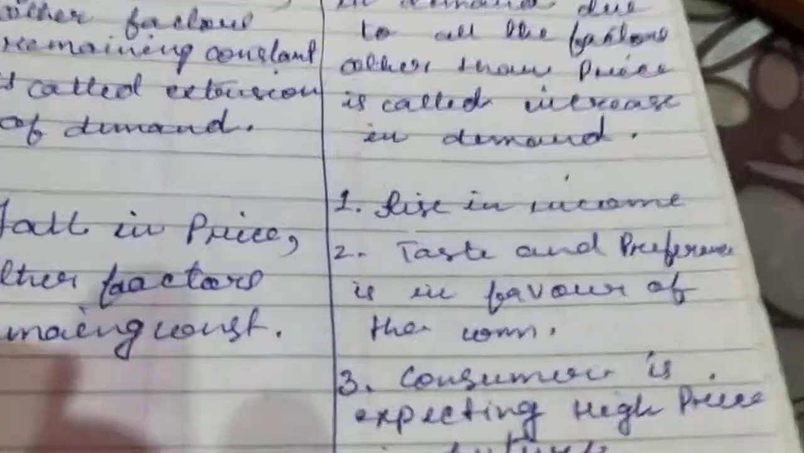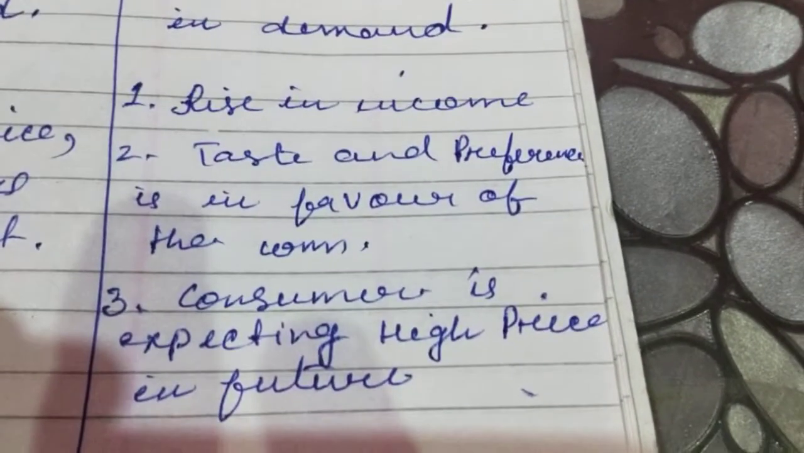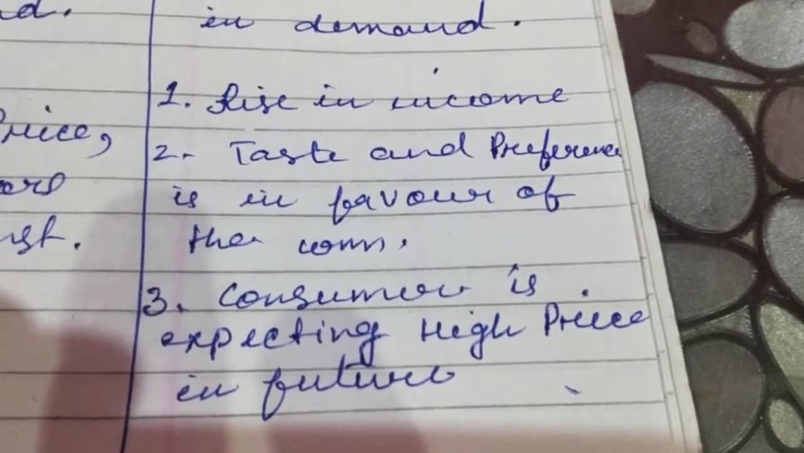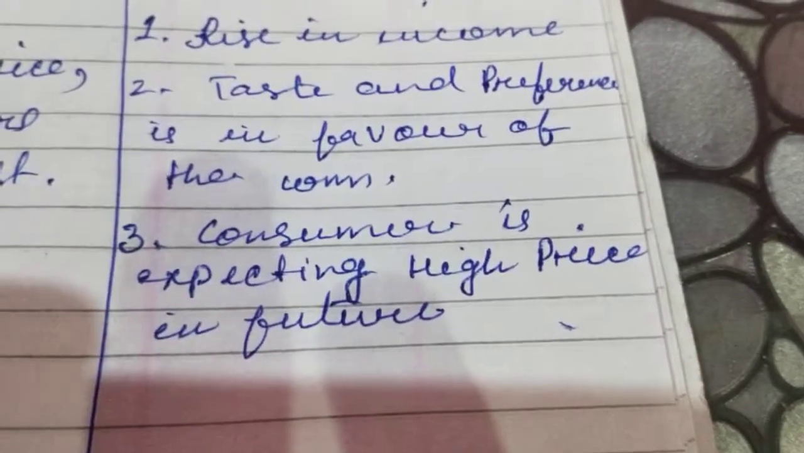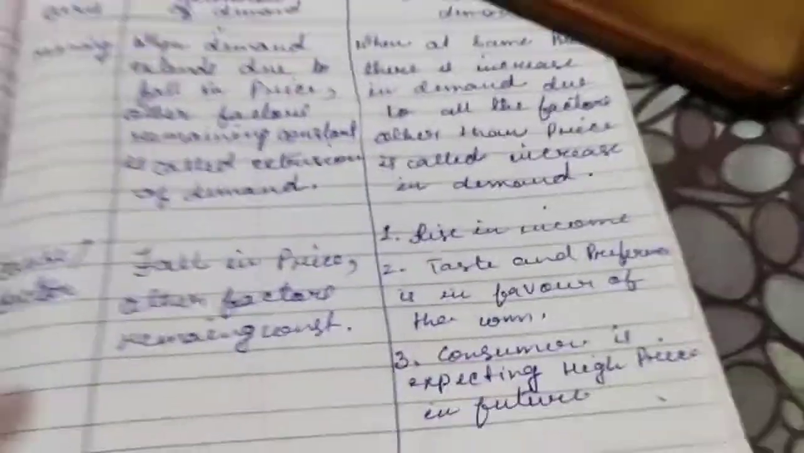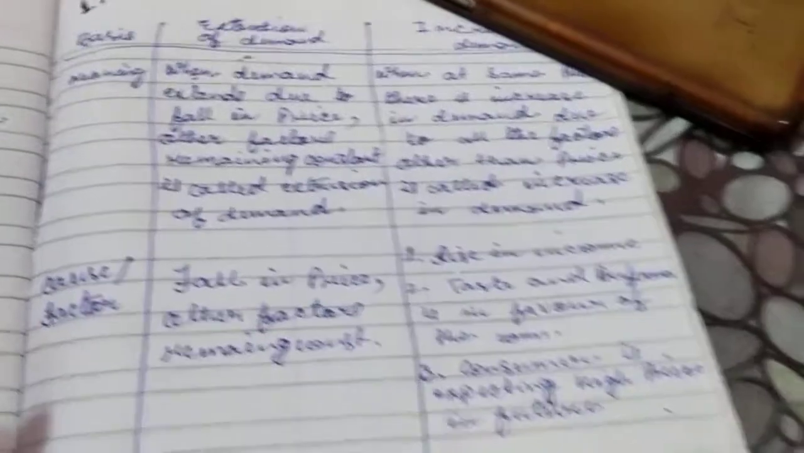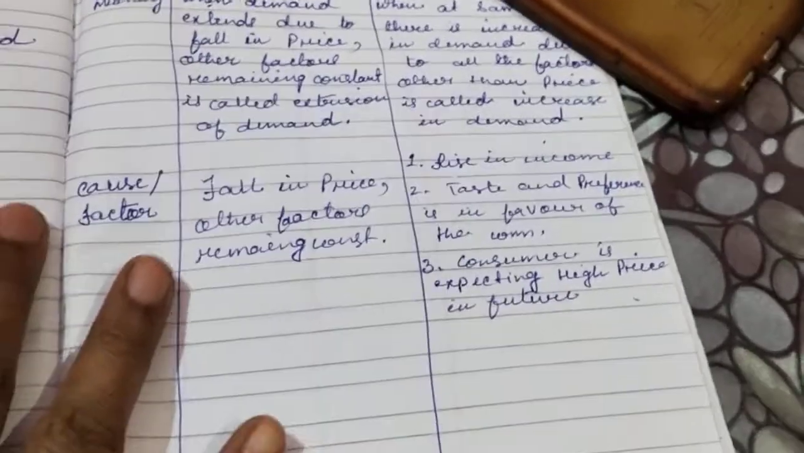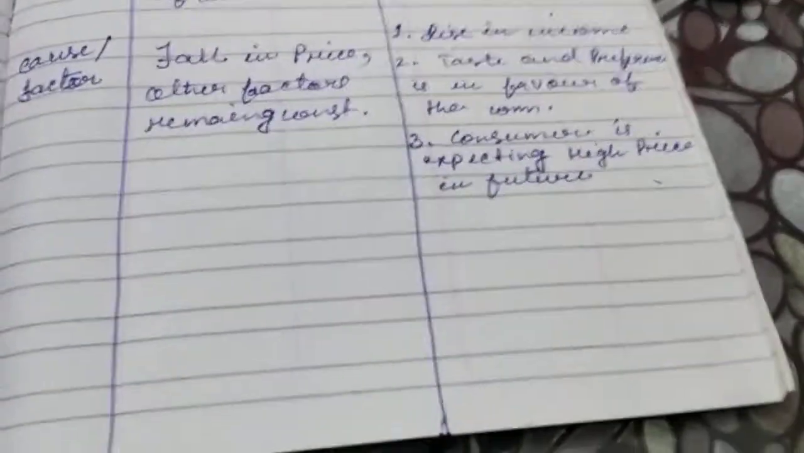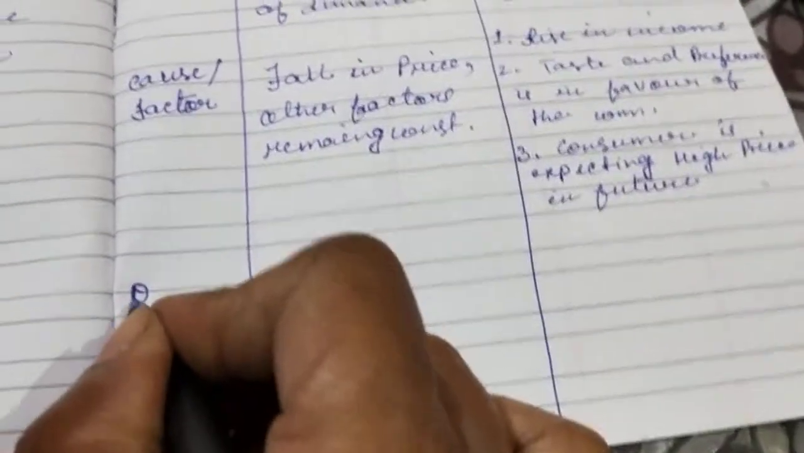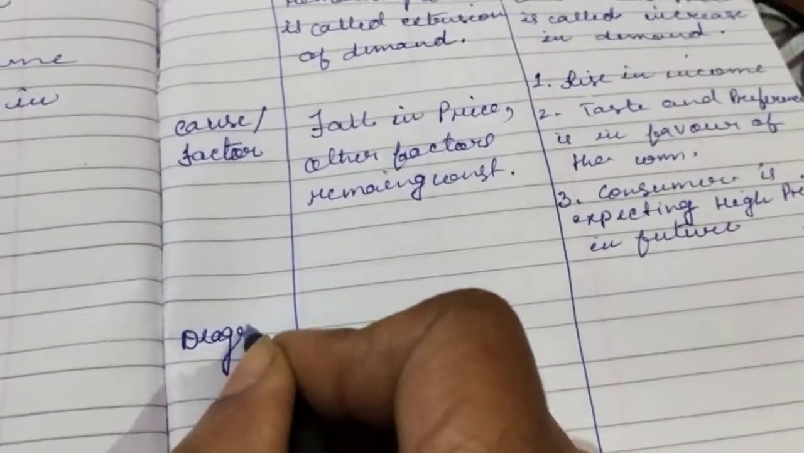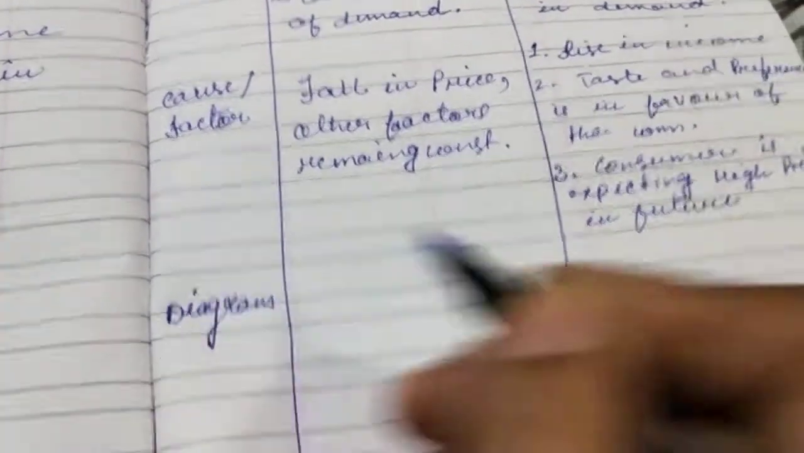So what is the cause of increase in demand? Rise in income, taste and preference is in favor of the commodity, consumer is expecting high price in the future. Is it clear? So we have completed two bases, children. I hope you have written. Now we'll take the third and the final basis, that is, the diagram. Is it clear?